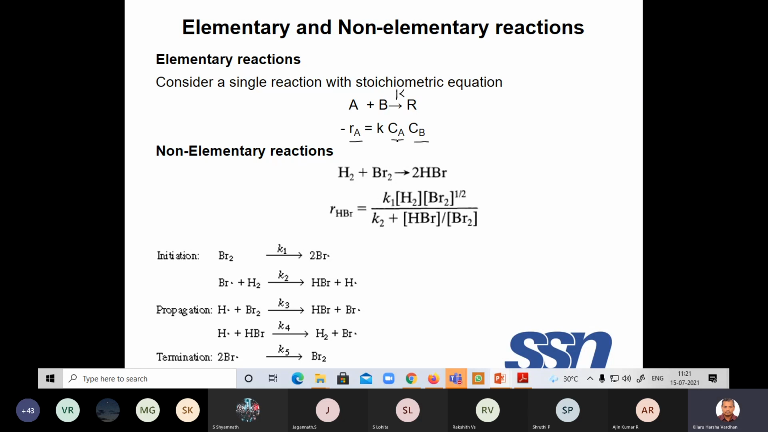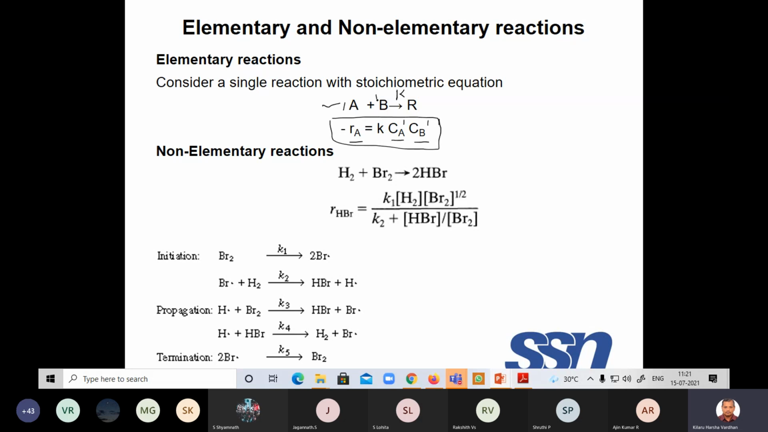So you have to write both. If you are writing this equation and the rate is like this, then you see what is the corresponding coefficient of the reactant A? It is 1. The corresponding coefficient of reactant B is 1. So the power to which the Ca is raised is 1 and this is 1.